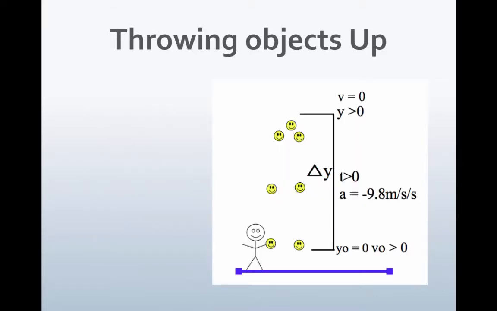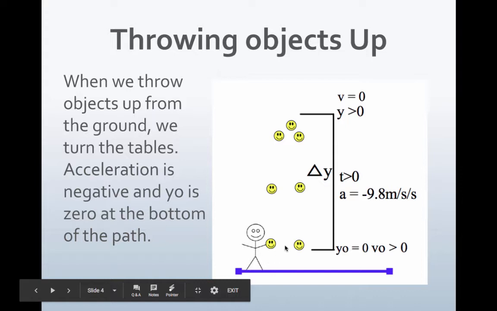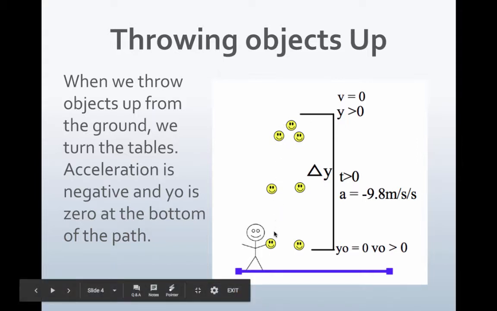So here's a diagram, and I will be giving you copies of these things. For throwing an object up into the air, it does have some of our variables labeled. When we throw an object up from the ground, we turn the tables. The acceleration is negative. Y naught is 0 at the bottom of the path. So Y naught is here at the bottom, right? Y is at the top. And you're throwing an object straight up and back down. The arc is just so that you can see up versus down.